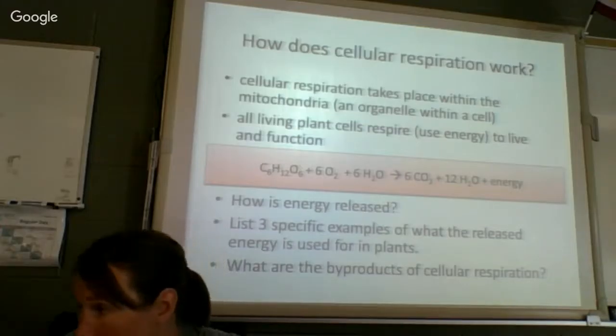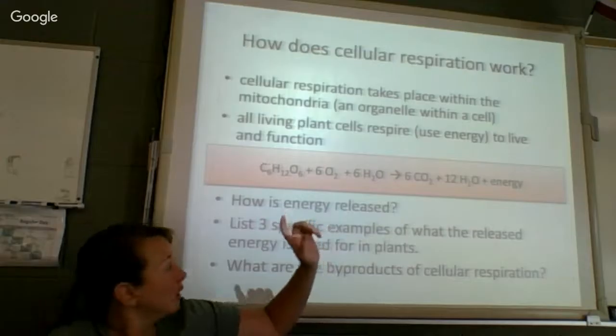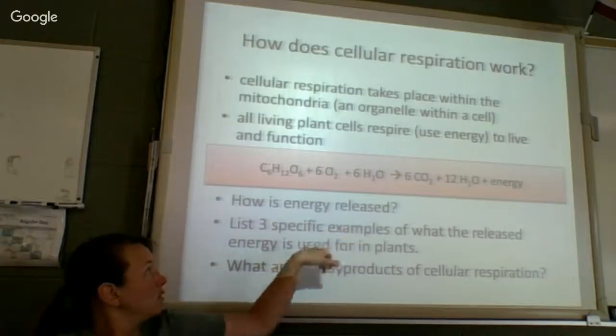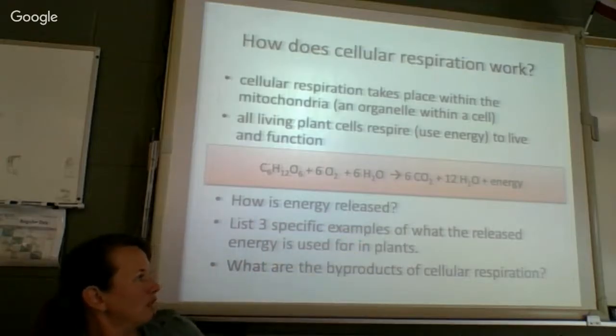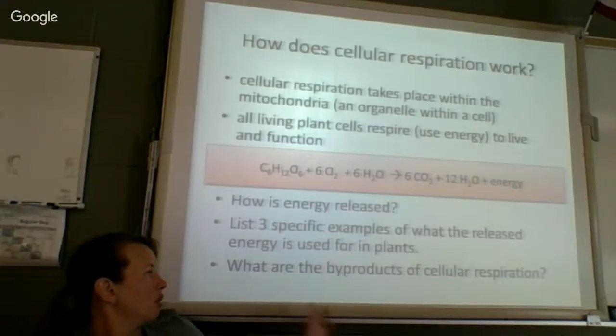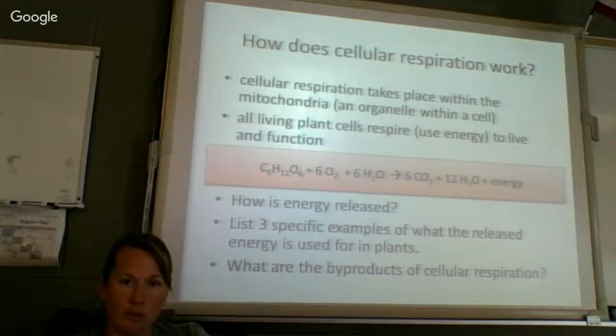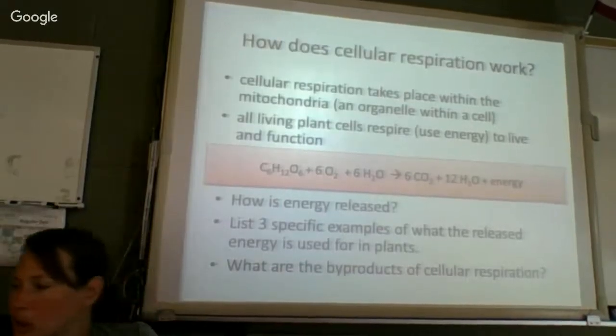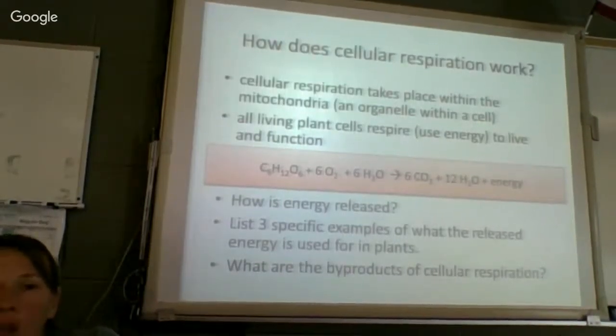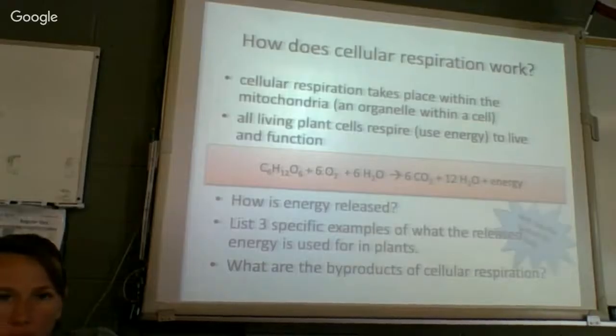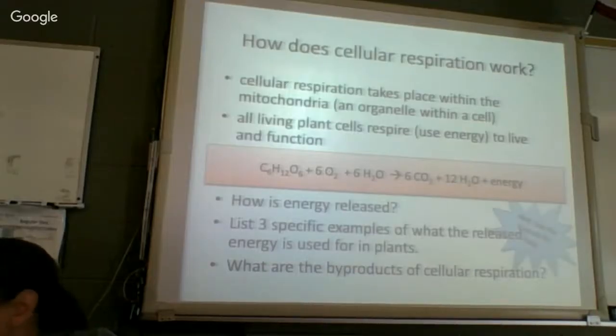Okay, a couple of questions I want you to answer. How is the energy released? What are 3 specific examples of what the released energy is used for in plants? And what are the byproducts of cellular respiration? You should have a place to answer those on your note sheet. Go ahead and do that. You can pause me and then do that right now. Hint, use the formula to help you.